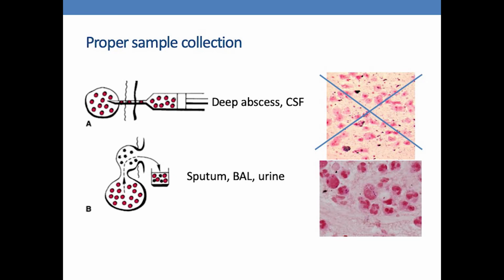But in case of respiratory samples, the problem is that they are always colonized from the upper respiratory tract. So there is a problem. This is for deep abscess and CSF; this is for sputum and BAL. Here you have to look at whether it is saliva or proper sputum. In saliva, you see a lot of epithelial cells. In sputum, you need pus cells, otherwise it would not be useful as your sample.